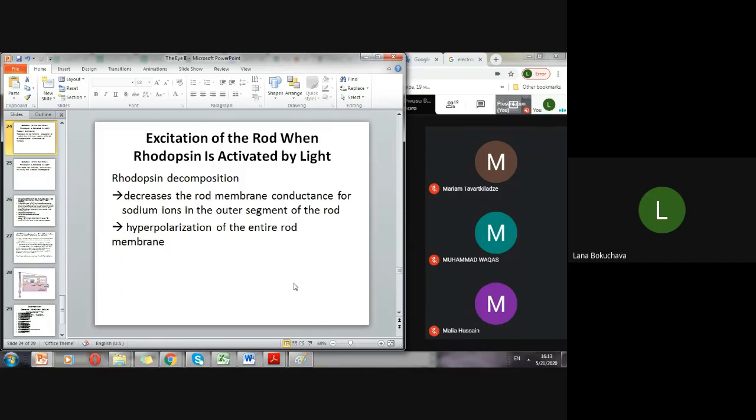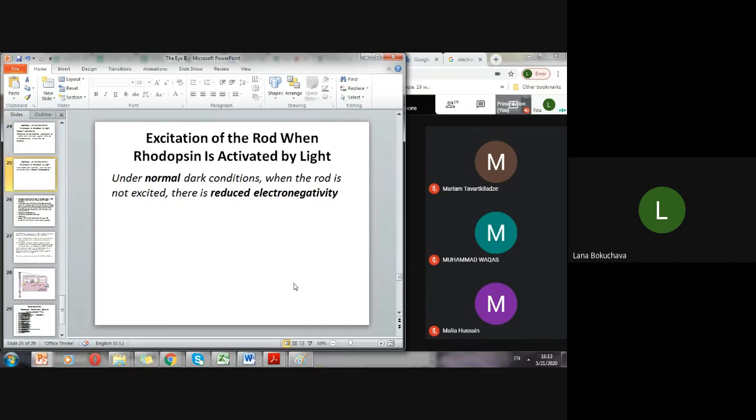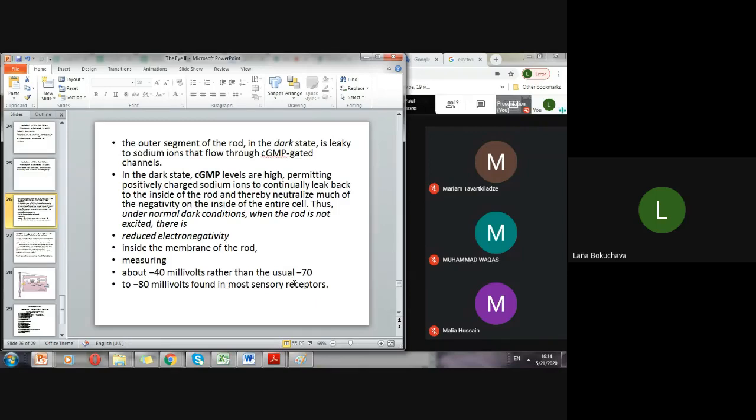Before understanding the steps, you should see this important sentence. Under normal conditions, in the dark, when there is no light, whether dim or high intensity, it literally doesn't matter, there is no excitation. In this case, we have reduced electronegativity. This is the most interesting part, to be honest. Lesser electronegativity means that there is no excitation, and vice versa, more electronegativity is what gives us the excitation.